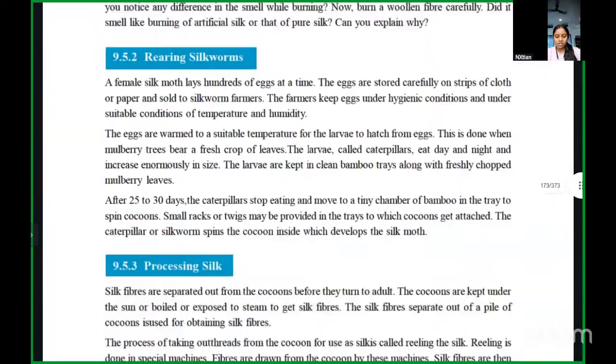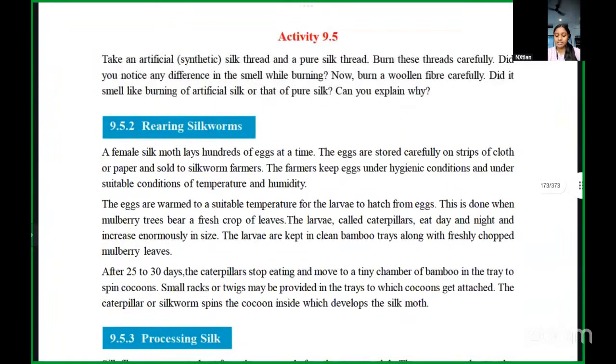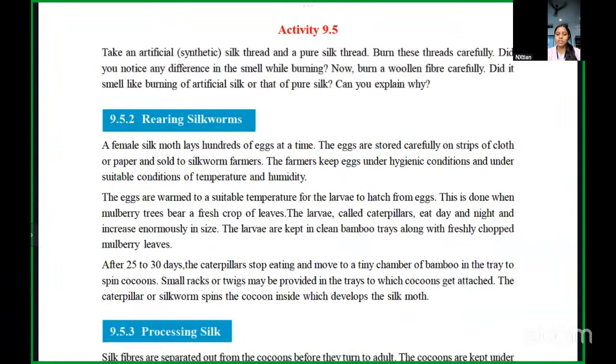Now, there is another activity. Take an artificial silk thread and a pure silk thread. Burn these threads carefully. Did you notice any difference in the smell while burning? Now burn a woolen fiber carefully. Did it smell like burning of artificial silk or like that of pure silk? And can you explain why?